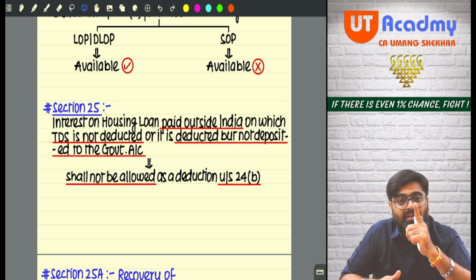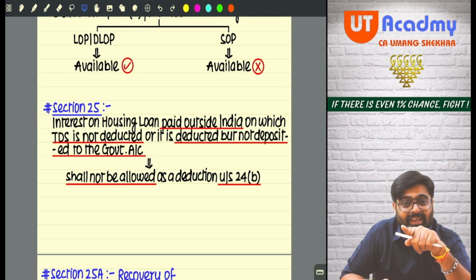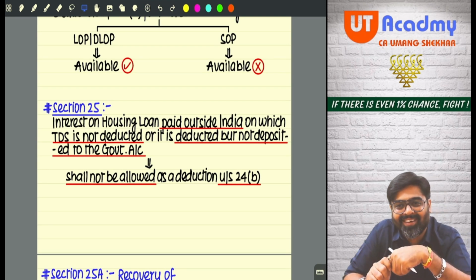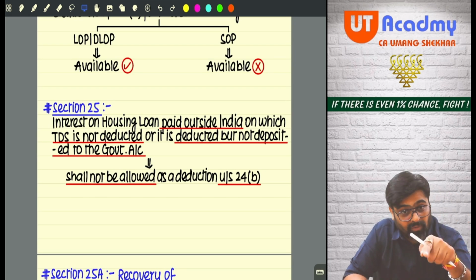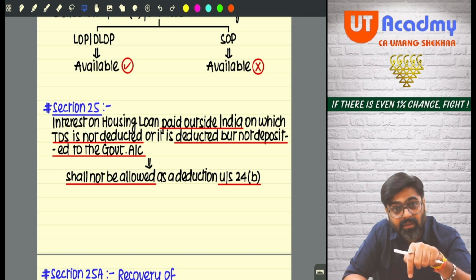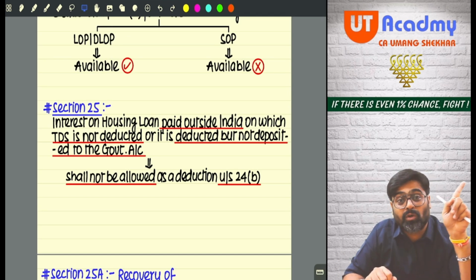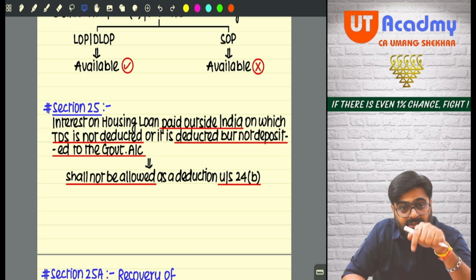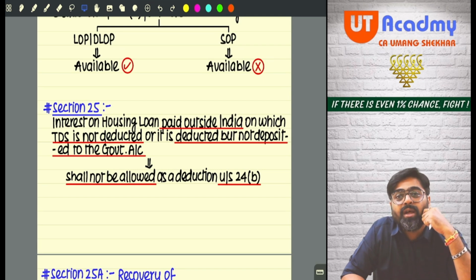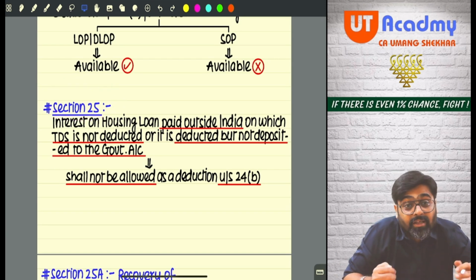So remember, income for someone is expense for someone. And now this expense was interest on housing loan for you, which you were going to claim as a deduction under house property head, will be disallowed. If on this interest TDS you have not deducted, or TDS you have deducted but on time you have not deposited that TDS in the government account, then whatever interest on which TDS is not deducted or deducted and not deposited, that interest you cannot claim under section 24 clause B as your deduction. That interest will be disallowed. That is given in section 25. Disallowance of interest.